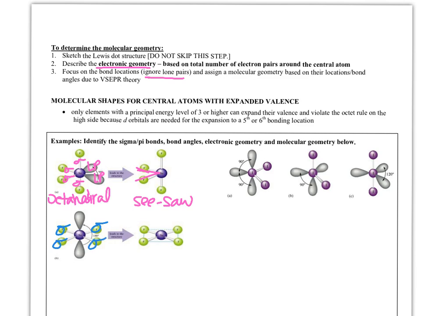Did I do that right? 4 sigma? Okay. So I've got 4 sigma bonds, and then I've got 2 lone pairs. Did I count those wrong before? 1, 2, 3, 4, 5, 6. No, I did it right. And so we've got a lone pair and a lone pair, right?